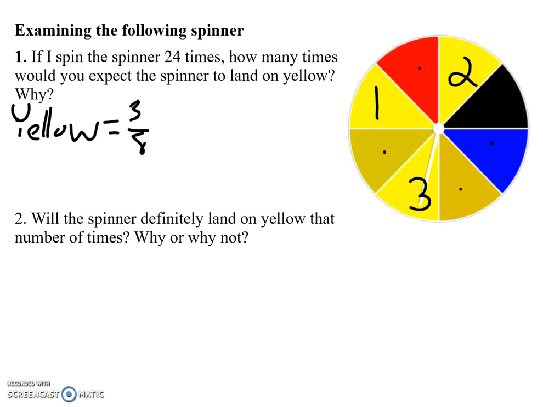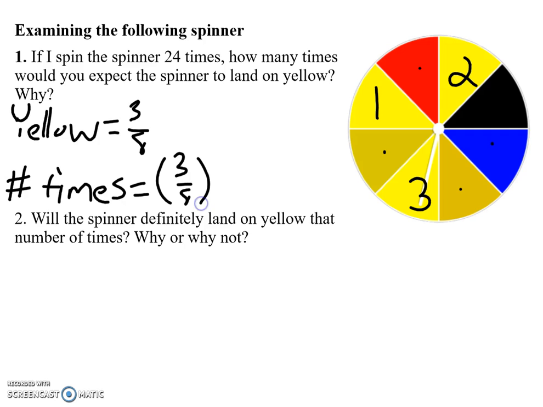So if I want to know what would be the number of times, I can take my probability and multiply it by the number of times I'm spinning, which in this case is 24, and 3/8 of 24 is 9. So I would expect that I would land on yellow 9 times if I spun the spinner.